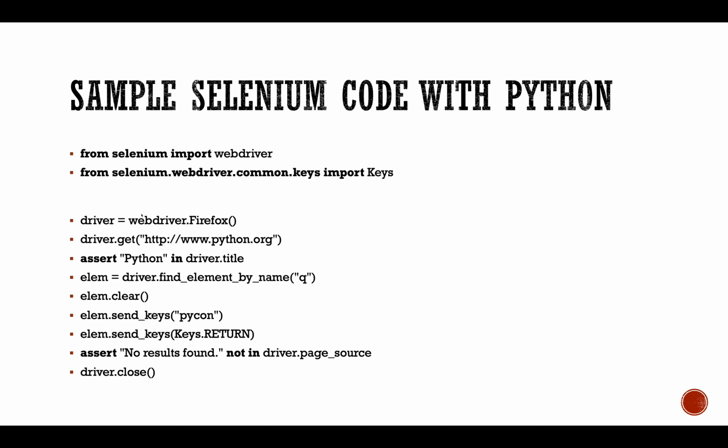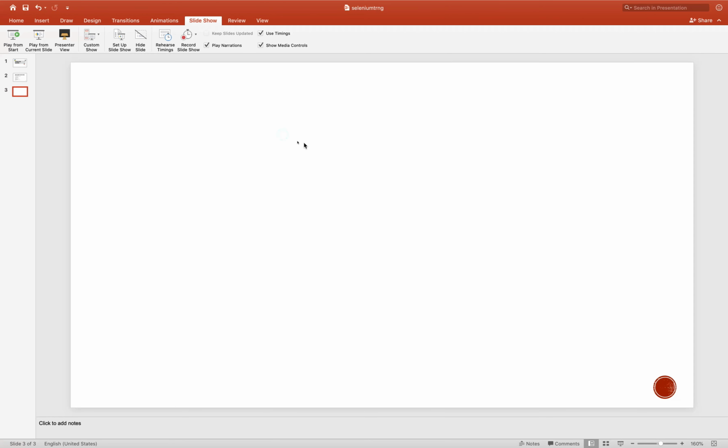We will see what driver dot find element by name is, and what driver dot title and keys return. These things we will see in later sections. Before diving into Selenium, we will learn a few basic things which are required to code in Selenium scripting. So we will see some sample list operations.